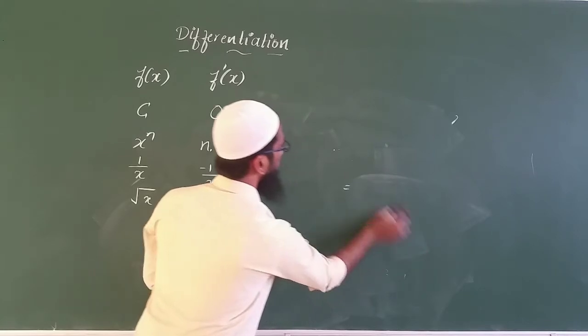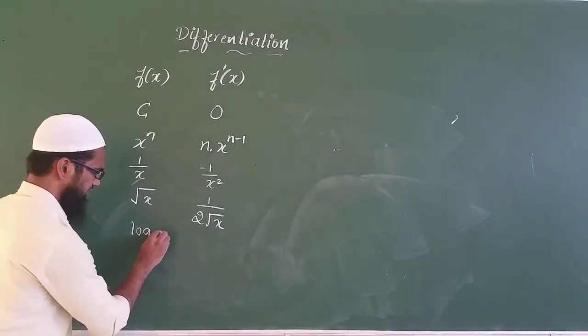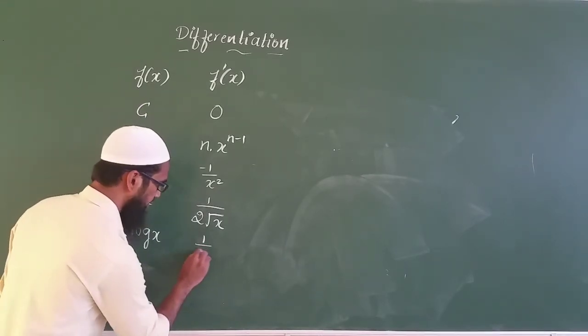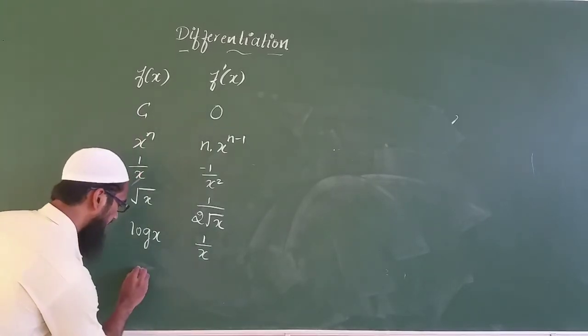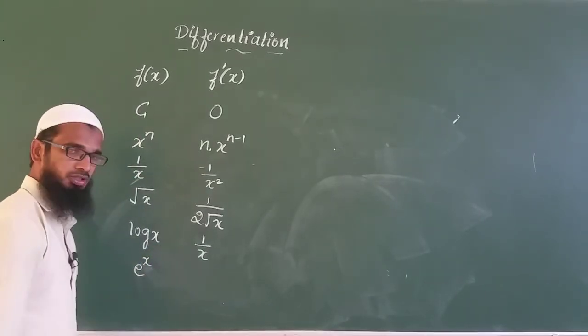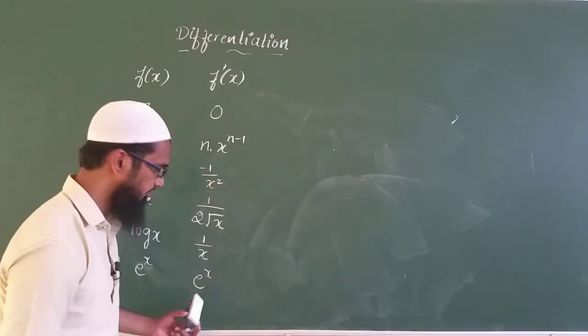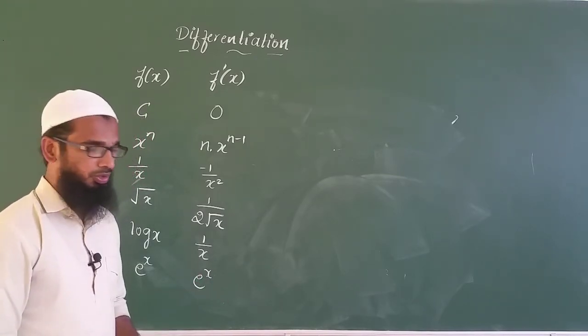Next we will move on to the differentiation of log x. This is a logarithmic function. We can directly write that the differentiation of log x is 1 over x. Similarly, we have the exponential function e power x, which is equal to e power x itself. This function does not change even after differentiating with respect to x.